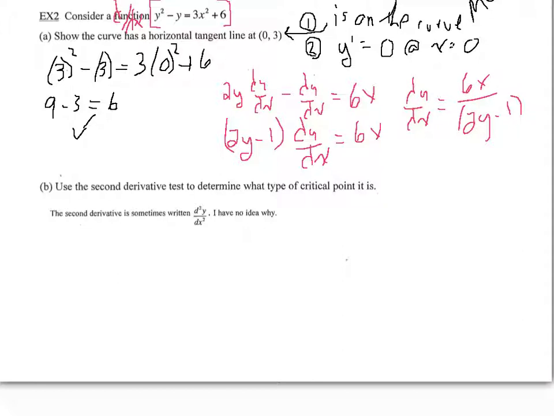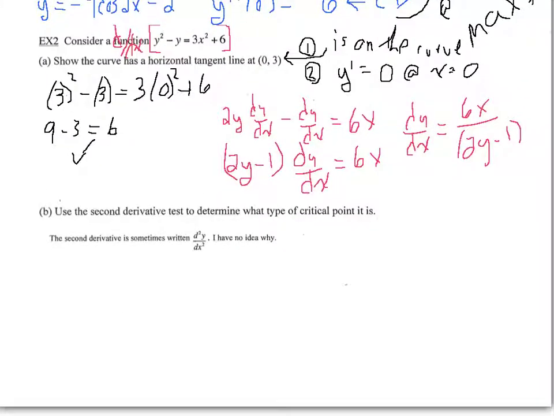At (0, 3), we're going to get 6 times whatever the x value is. The x value is 0, all divided by, and at this point I don't care what's in the denominator because the numerator is 0. So then I know that dy/dx is indeed 0. So the slope at (0, 3) is indeed horizontal. So I've done part A.